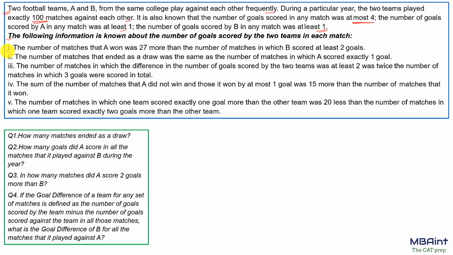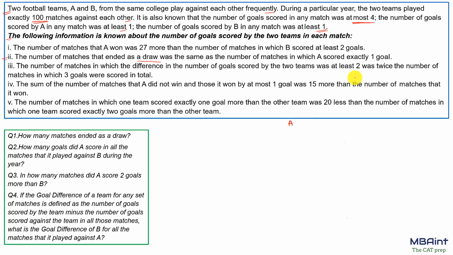Let's see that. First information is that the number of matches that A won was 27 more than the number of matches in which B scored at least 2 goals. Fine. So, what are the possible ways in which A can win? What are the possible ways in which B can win? Also, we can see in the second point the number of matches that ended as draw. So there is a possibility of draw even. So what is the possibility of the matches?